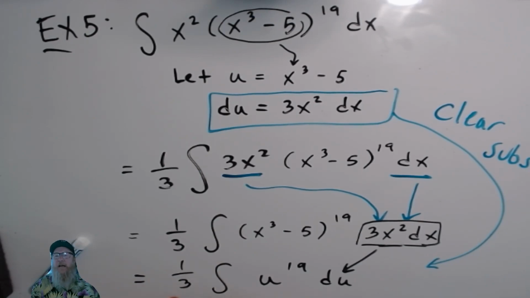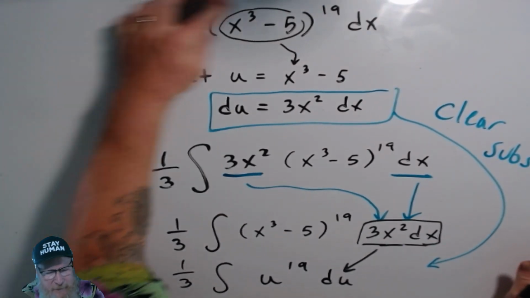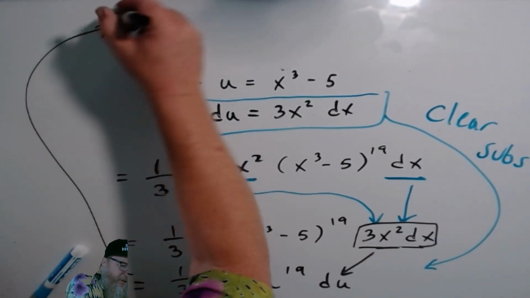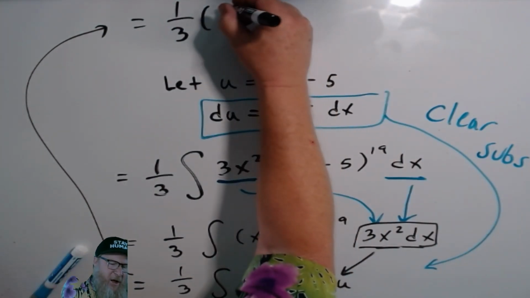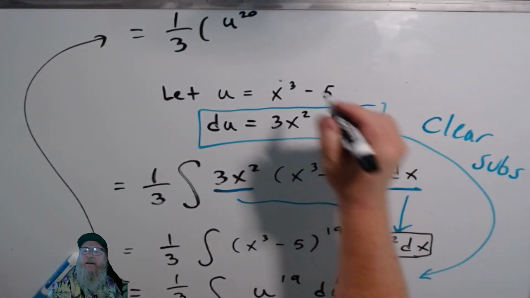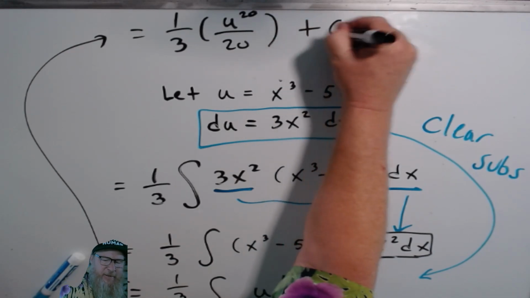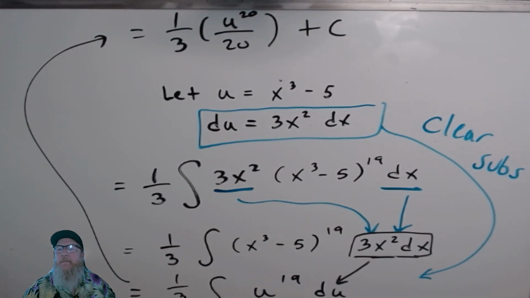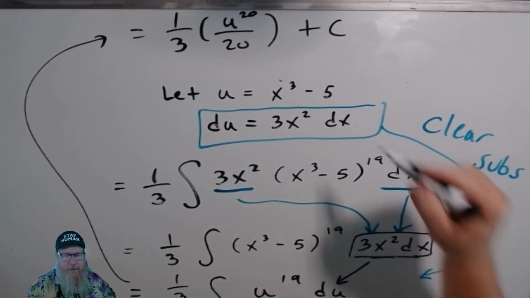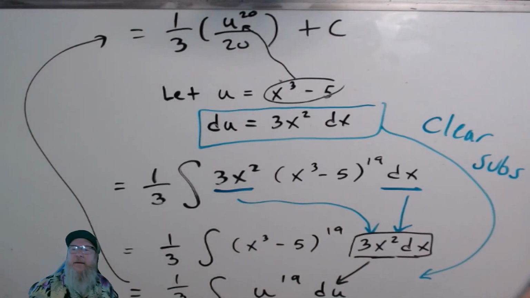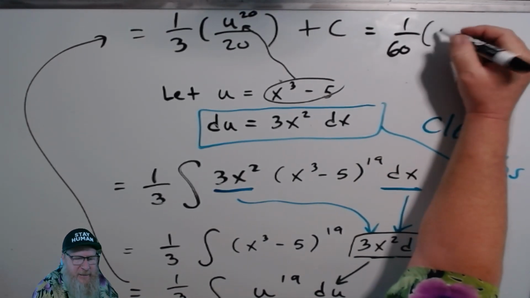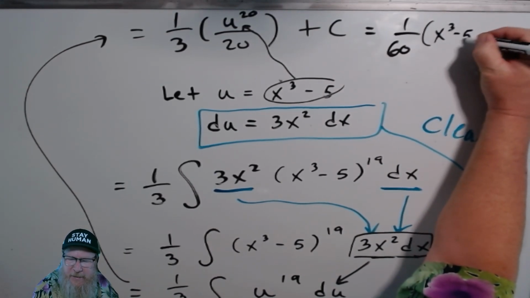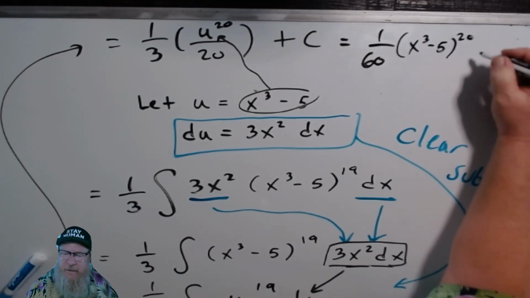It's 1/3 times the integral of u to the 19th du. And now it's very easy to integrate. u to the 19th, you're going to add 1. It's going to be u to the 20th over 20, and then plus c. So now let's put the u back in. You're going to get 1 over 60 times (x cubed minus 5) to the 20th plus c.